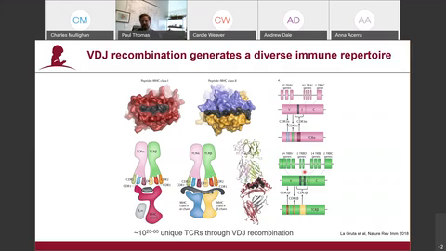And in each developing T cell, one of these segments from each of these cassettes is chosen and fused together in a semi-random process that is purposefully error-prone and involves the insertion and deletion of a number of nucleotides at the core fusion junction, which creates an enormous potential diversity of T cell receptors.